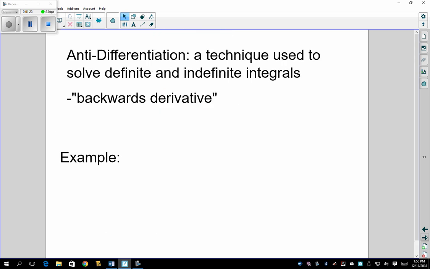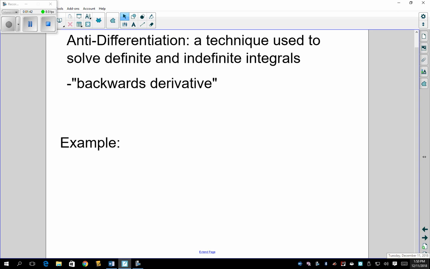But now we're going to get into a new way, which is called anti-differentiation. This is something that we're going to use to solve definite and indefinite integrals, and it's like our backwards derivative. So instead of taking the derivative, we take the antiderivative.